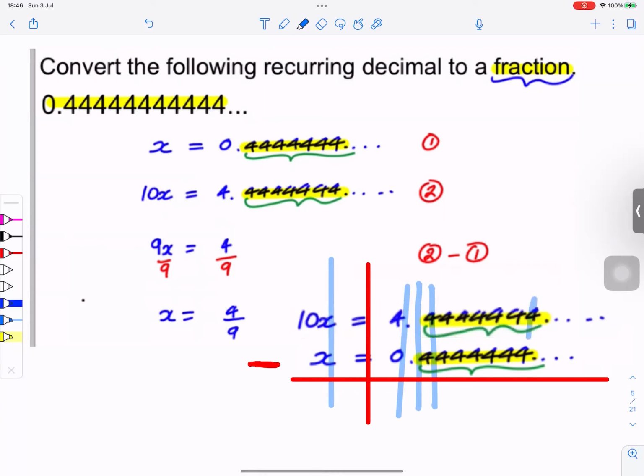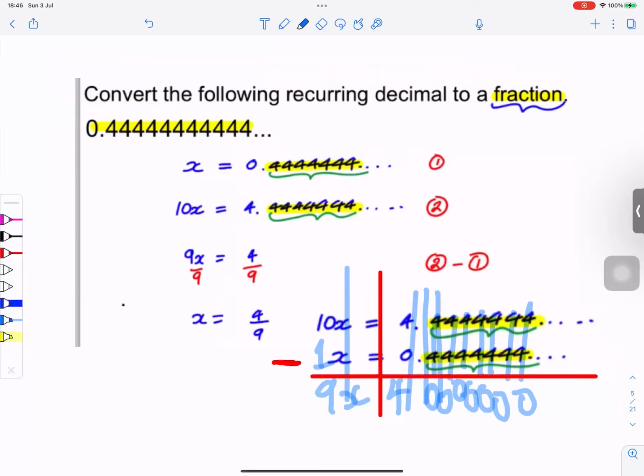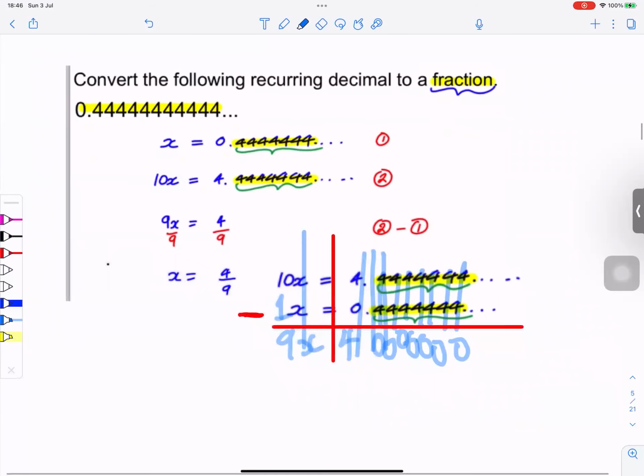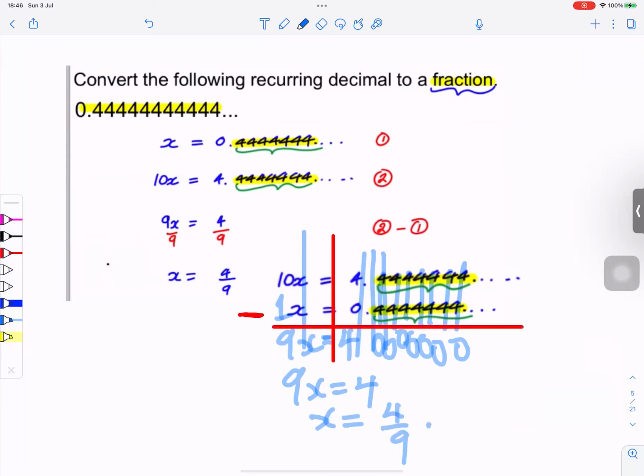So that you can do 4 take away 4 is 0, 4 take away 4 is 0, and so on for each recurring digit. 4 take away 0 is 4. 10x take away 1x is 9x. Can you see that? Yeah. So 9x equals 4. So x equals 4 over 9.